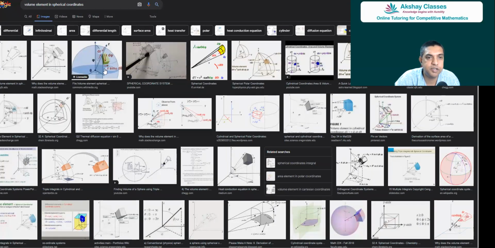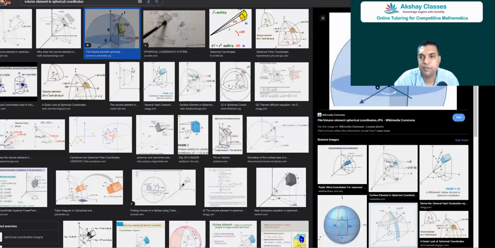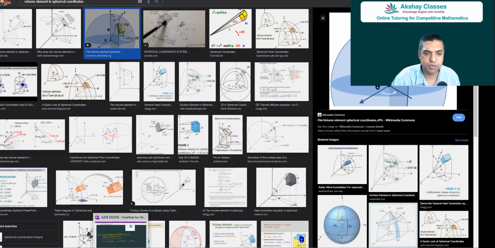So see the depiction of the volume element. R d phi, R sine phi, and dr. So r sine phi d theta. So this is the volume element. So you will get r square sine phi dr d theta d phi. So this is a very difficult one to comprehend.